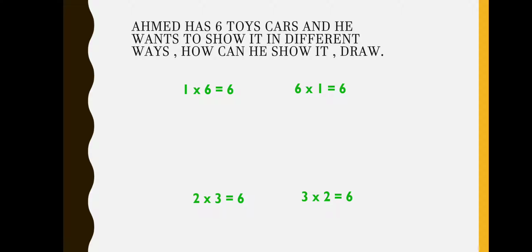So here, when I arrange the 6, I have different ways. I can say it 1 times 6 or 6 times 1, 2 times 3 or 3 times 2 by using the commutative property. Or I can just say that 1 and 6 and 2 and 3 are factors of 6.